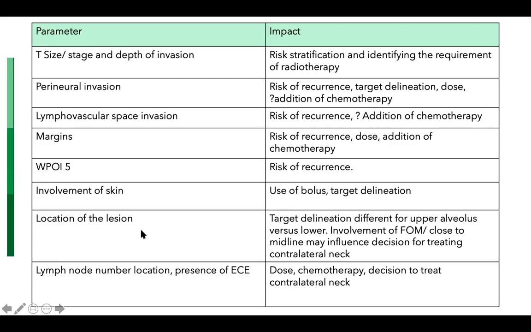Location of the lesion. The target delineation is going to be different for an upper alveolar lesion, and I'll touch upon that a little later. Involvement of the floor of the mouth or close to the midline may influence the decision for treating the contralateral neck. Lymph node number and the presence of ECE will decide the dose, the chemotherapy, and the decision whether to treat the contralateral neck or not. So these are some of the factors that we need to look at when we are reading the histopathology report of the patient.